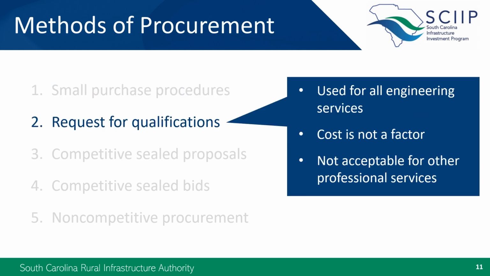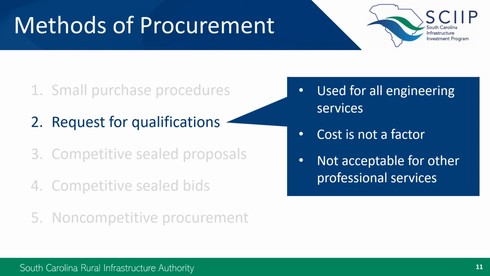The next 3 methods are the ones you'll use the most during SCIIP projects, and I will go into more detail about the procedures for each in a minute. But first I wanted to talk about when to use each one. Engineering services should be solicited using a request for qualifications, in which cost is not a factor. Please note that an RFQ alone is acceptable only for engineering or architectural services.